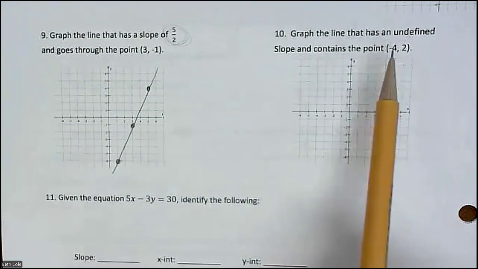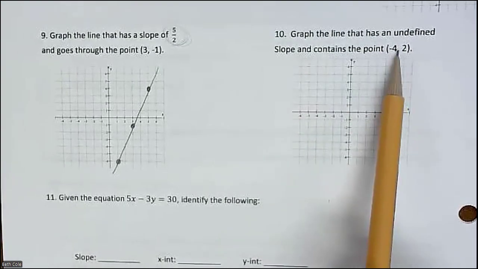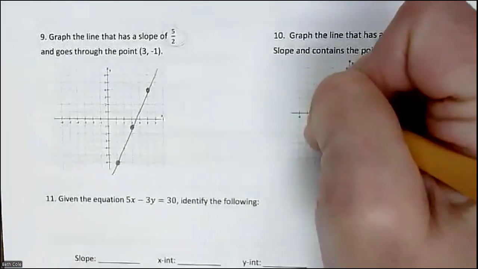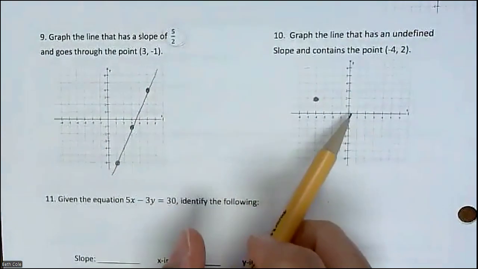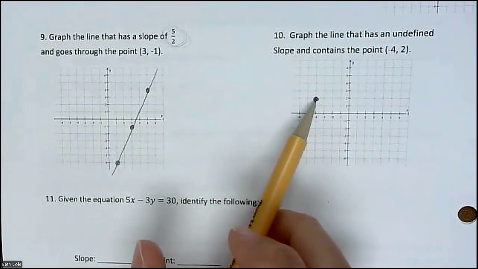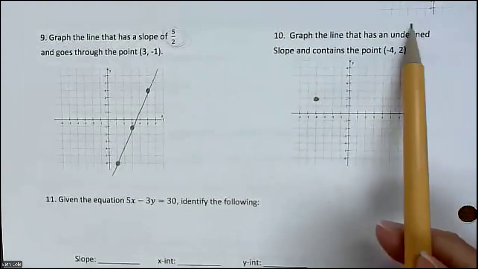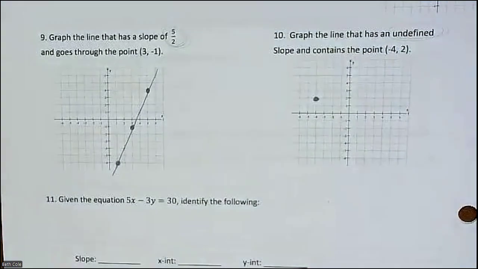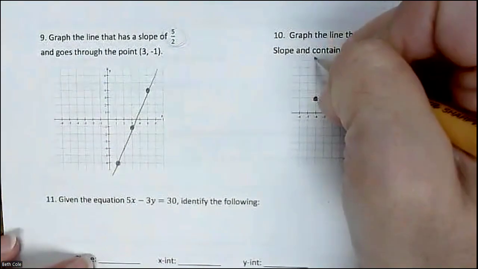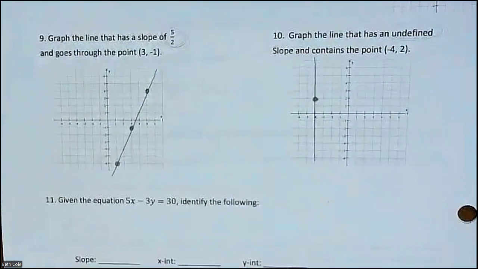All right, here, we just talked about this. We want undefined slope through -4, 2. So -4, 2 is right there. You go -4 for X, 2 for Y. And then again, for undefined, what kind of line am I going to draw? Yeah, vertical. Perfect, up and down. That's it.